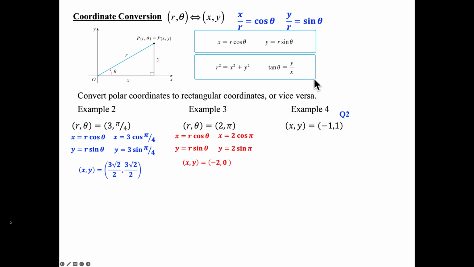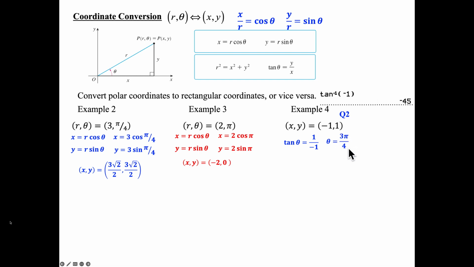Because I know what's going to happen is you're going to go to tangent theta is going to be y, 1, over x, negative 1. And you're probably going to go to your calculator and type in the inverse tangent of negative 1. It gives you negative 45 degrees, which puts you down in quadrant 4, but we want to be in quadrant 2. So you have to add pi, or 180 degrees, to get there. So that puts me at 135 degrees, or 3 pi over 4 for my theta.